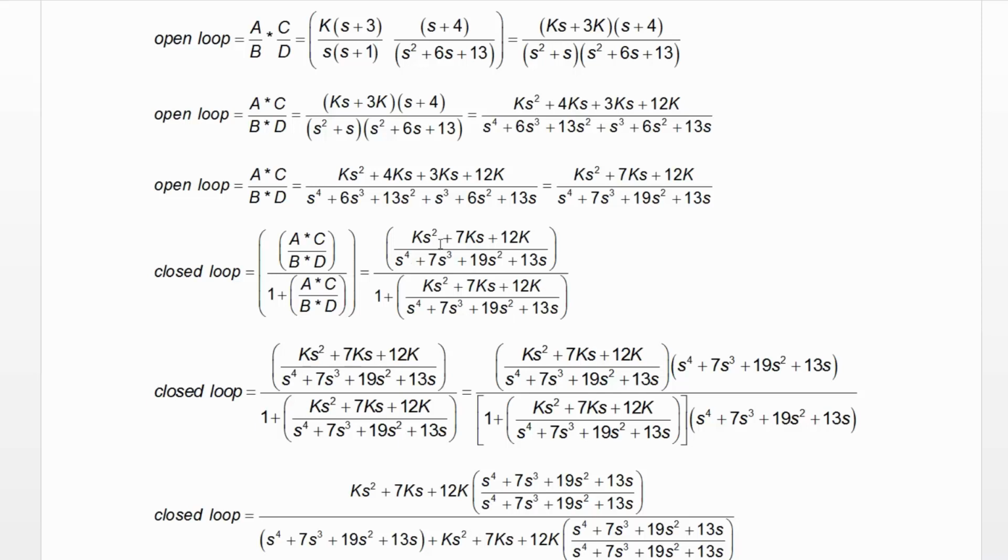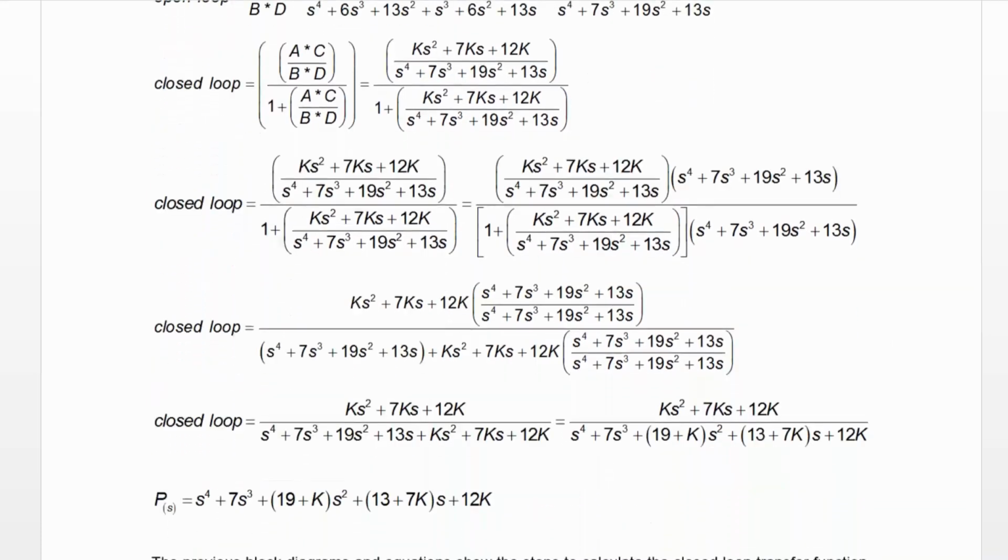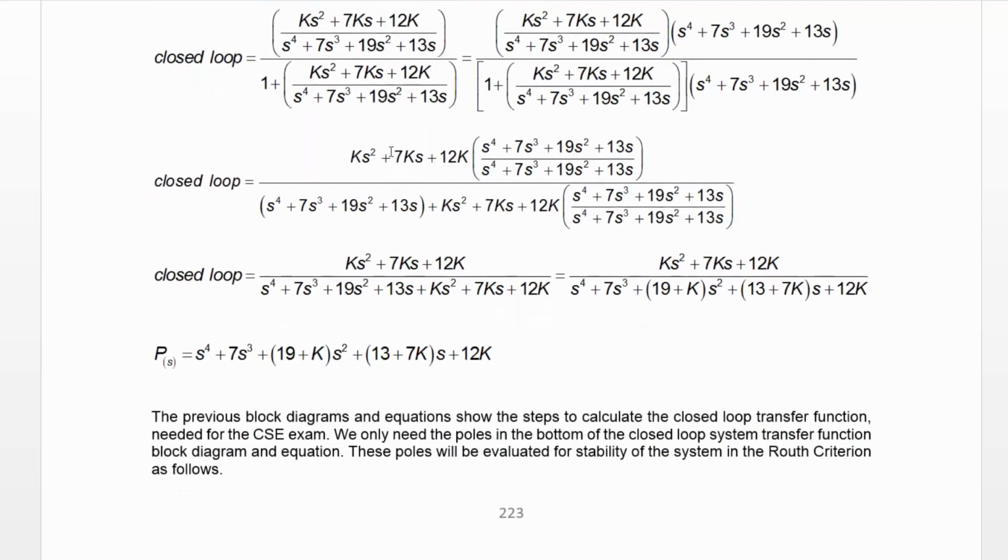Now, we can't use this form. We need a regular fraction, just zeros over poles. So we take this bottom right here, that is the same, and we just multiply through by it. So there's our fractions in closed loop, and we want to eliminate the bottom here. So we just take this bottom and multiply through by it and multiply through by it. Well, when we multiply through by it, we get KS squared plus 7KS plus 12K, there it is.